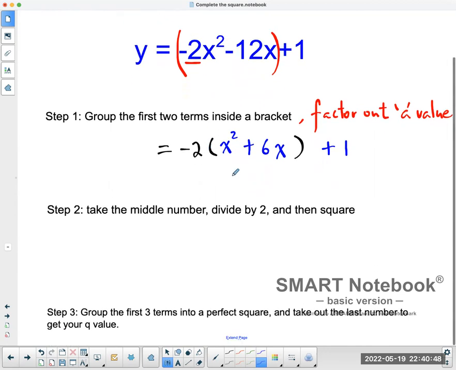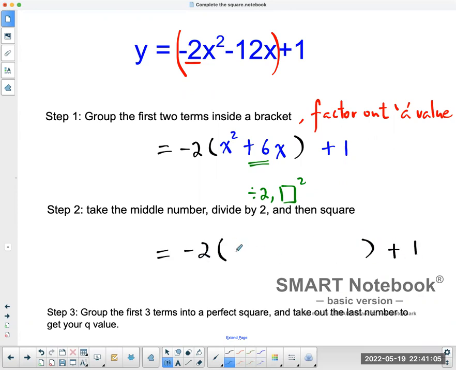Now the second step, it's the same. We're going to keep the middle number, which is the plus 6 here. We're going to divide it by 2, and then we're going to square it. 6 divided by 2 is 3. 3 squared is going to be 9. So we're going to say equal -2, bracket, bracket. We're going to have the plus 1 on the outside. We're going to fill in whatever we had before up here. And then we're going to say, okay, that's 3 squared, which is 9. So I need to add a 9, and I need to subtract the 9.